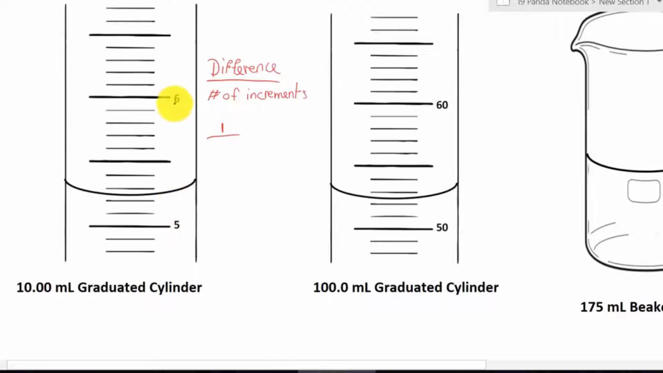Starting from 5 all the way to 6, how many increments will it take? So let's count. 1, 2, 3, 4, 5, 6, 7, 8, 9, 10. It will take 10 increments from 5 to 6. 1 divided by 10, you will have 0.1.